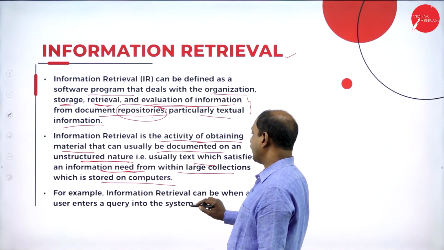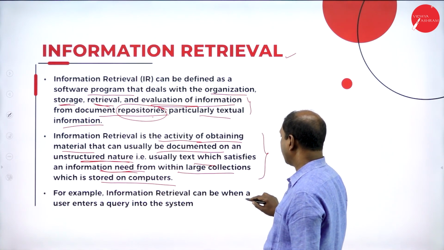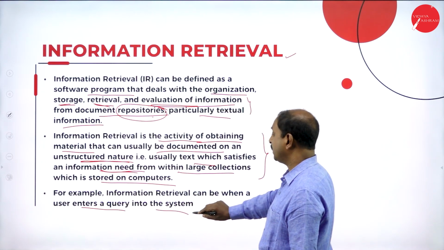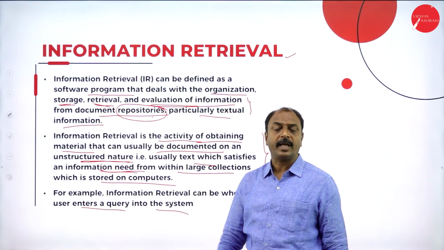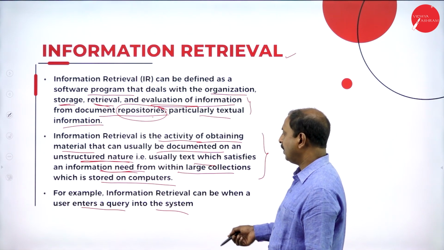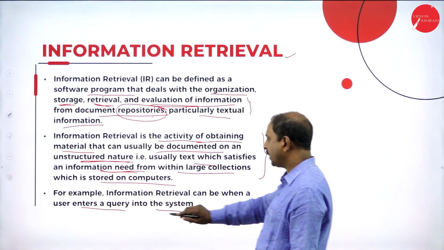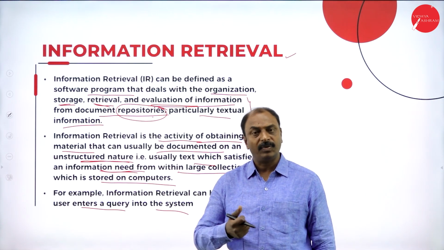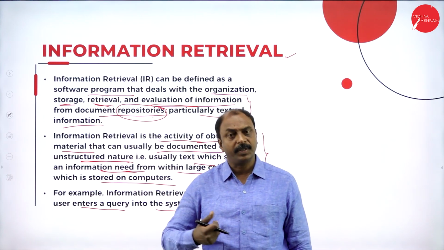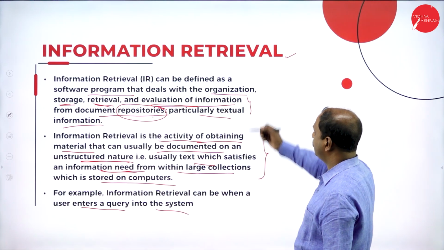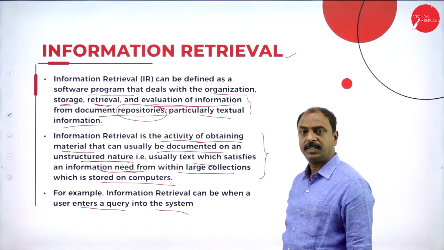An example is when users enter a query into the system. It is not only, as I gave the example, getting the information through websites, but also maybe a query in the form of question and answer. So there are different methods of getting information, or information retrieval can be done with the help of AI system. See, this is the concept of information retrieval.